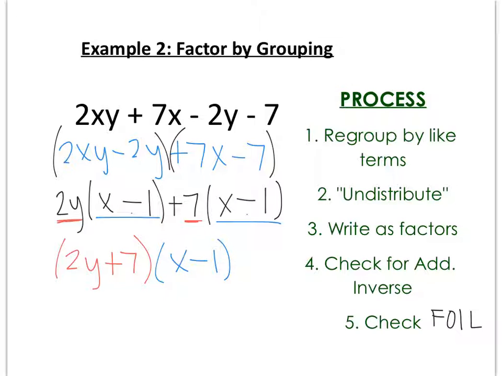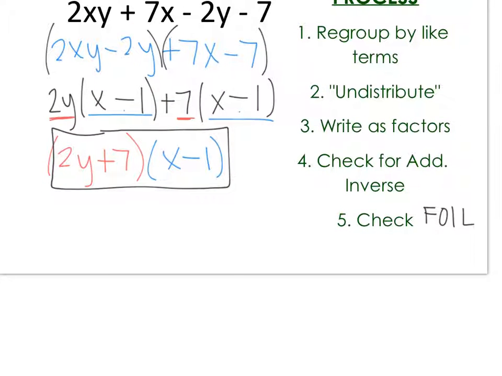So my final answer here is really, I'm going to circle this, and then I'm going to check it when I'm done. 2y plus 7 times x minus 1 will get me back to the original problem up here. But let's go ahead and FOIL and make sure that we're right. So let's bring that up a little bit.